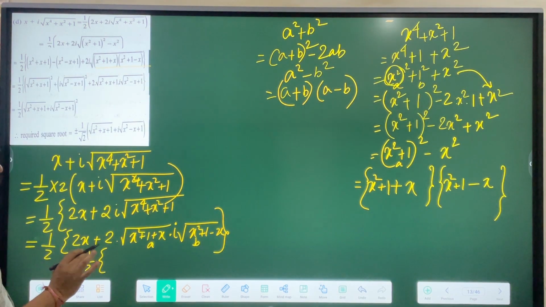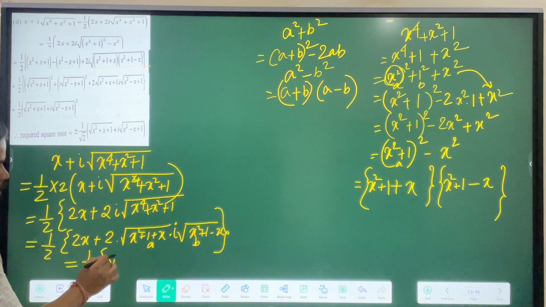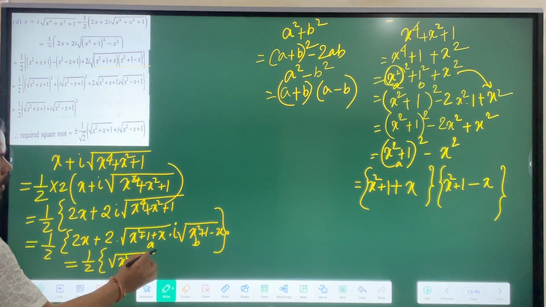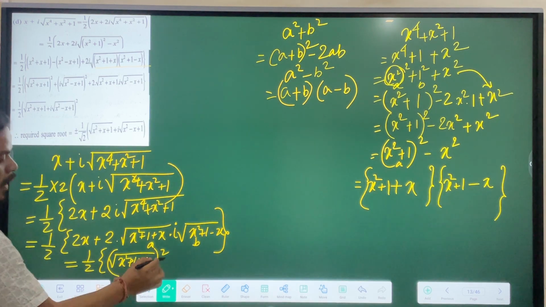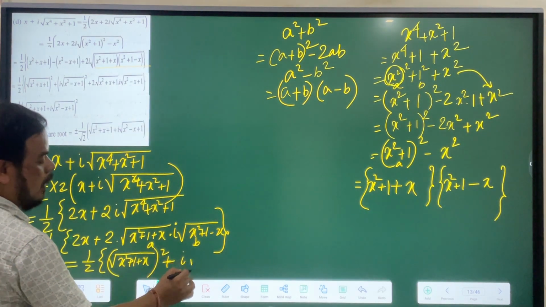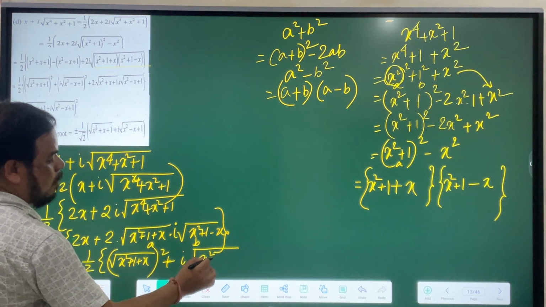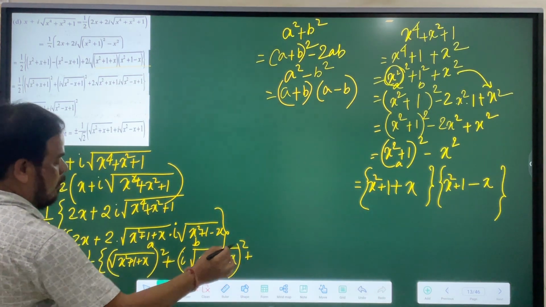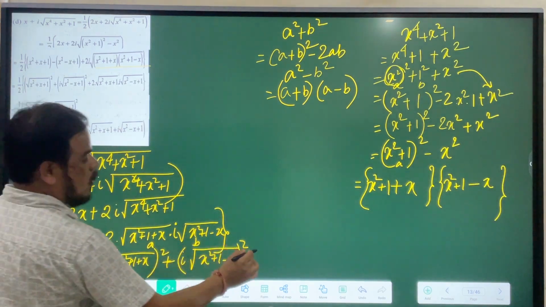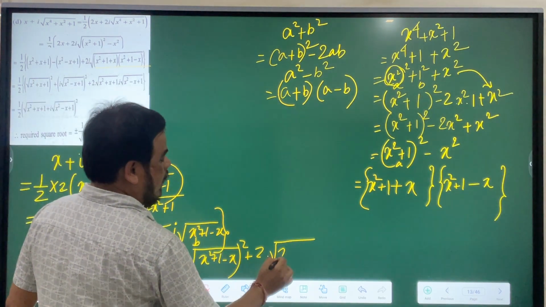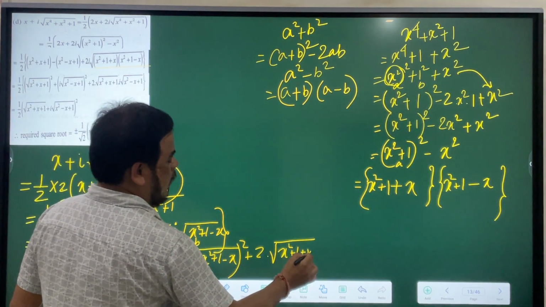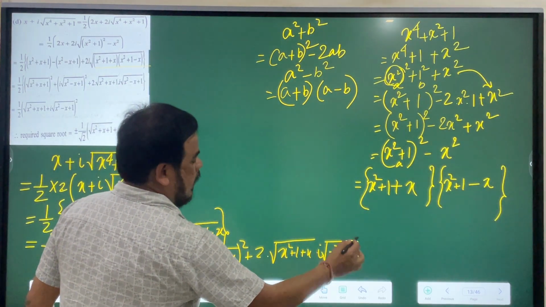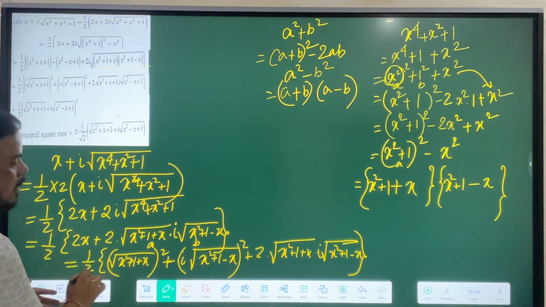2ab is clear. So we will write a square now. What is a? Square root of x square plus 1 plus x whole square. a square plus b square. b is i times square root of x square plus 1 minus x, plus 2ab, 2 x square plus 1 x i x square plus 1 minus x. So this term and this term are the same now.